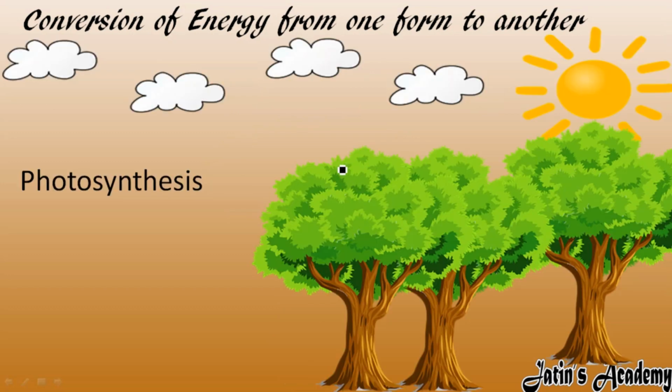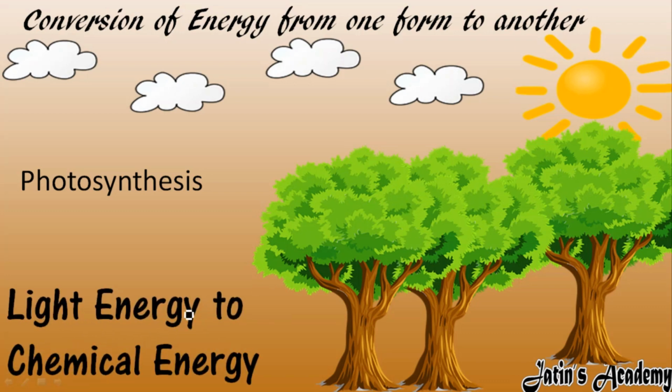Next we have the photosynthesis process. Here in photosynthesis, the sun is giving energy to the plants and plants make their own food. So in this case light energy is converted into glucose. Glucose is a chemical. So light energy is converted into chemical energy. These all are examples, very important.